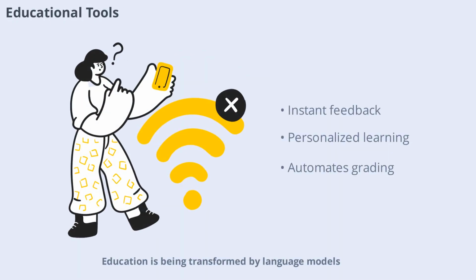Education is being transformed by language models. They power intelligent tutoring systems, automated grading, and personalized learning experiences. Students can get instant feedback on assignments, while teachers save time on administrative tasks. Language models also make learning more accessible by providing explanations, summaries, and translations tailored to individual needs.